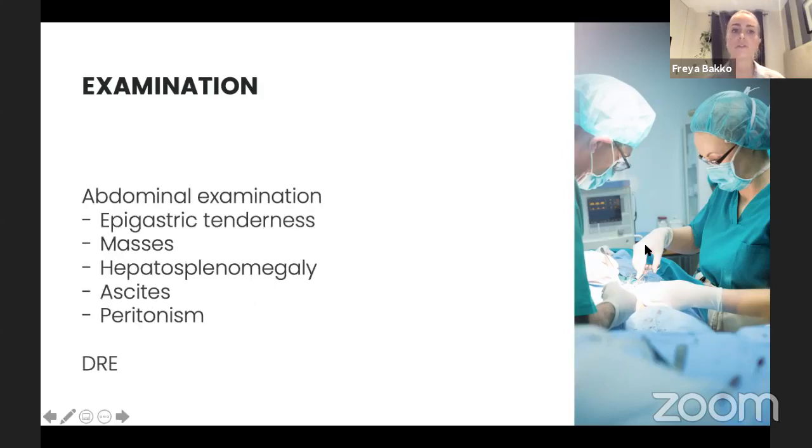You want to go on and do a full abdominal examination. So check for any epigastric tenderness or any masses, in particular epigastric masses, which could indicate a gastric tumour. Check for hepatosplenomegaly, which can indicate portal hypertension, which increases the risk of esophageal varices. Check for ascites, which is another sign of liver disease. And check for peritonism, so is there an indication of perforation? And then you always want to do a digital rectal examination to assess for melena or any lower GI bleeding as well.